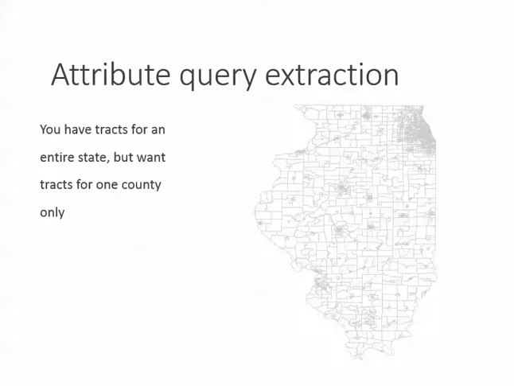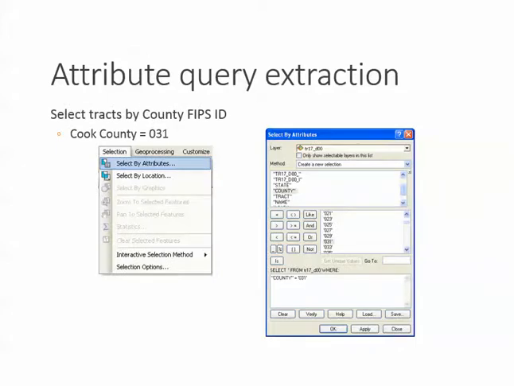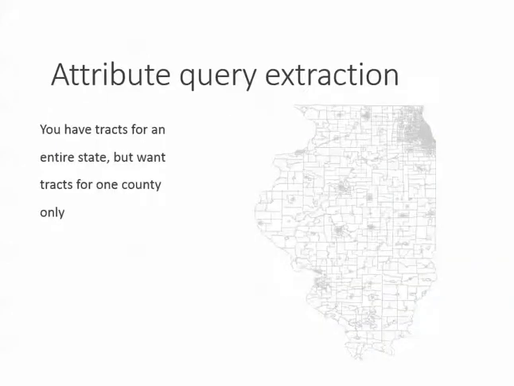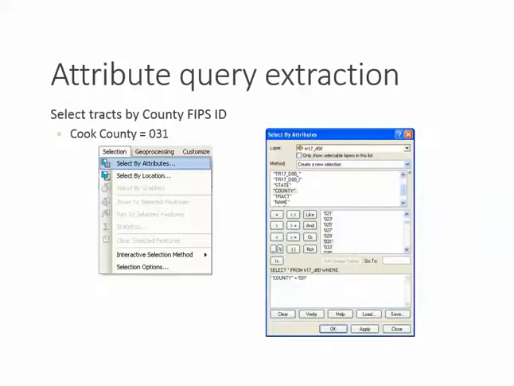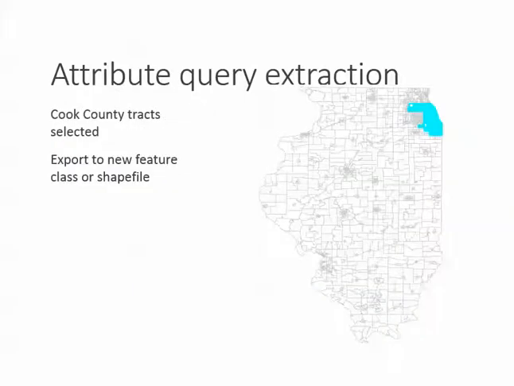Attribute extraction, as you know, is when, for instance, you have the census tracts of an entire state, you can look at the attribute table of those census tracts, identify your county code, and easily through a select by attribute, filter out or highlight all of the census tracts that are within a particular county you want to work with. So this was Illinois, and we wanted all the census tracts that are within Cook County.